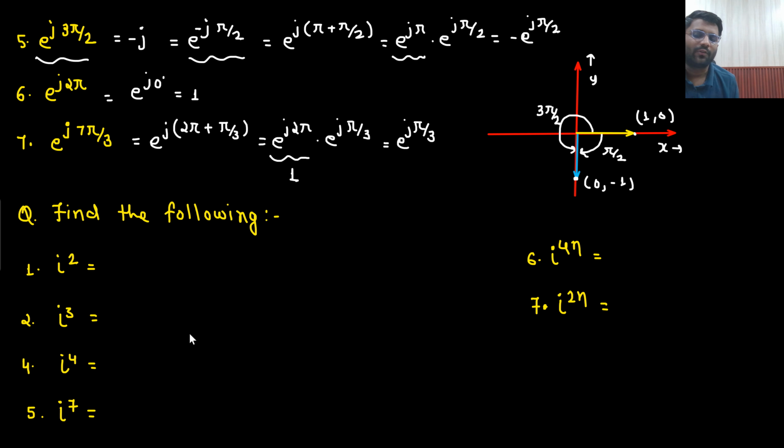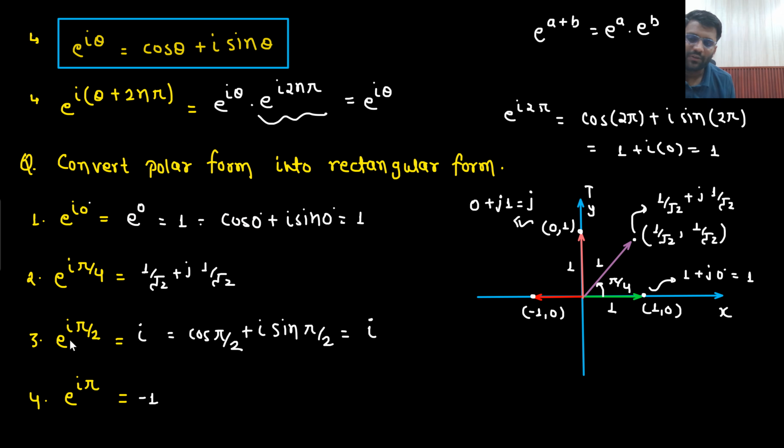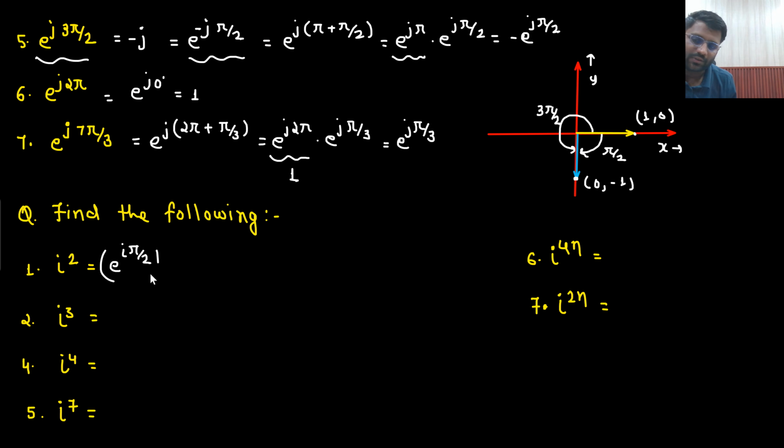Find out the value of the following. What is the value of iota square? What is iota? Sir, iota is magnitude 1 making an angle of pi by 2 with the positive x-axis. So this is your iota, no? Iota is e to the power j pi by 2. So take e to the power j pi by 2, then do its square. What is the answer you are getting? e to the power j pi. I hope you know e to the power a, whole to the power b, could be written as e to the power ab. So e to the power pi by 2 multiplied by 2.